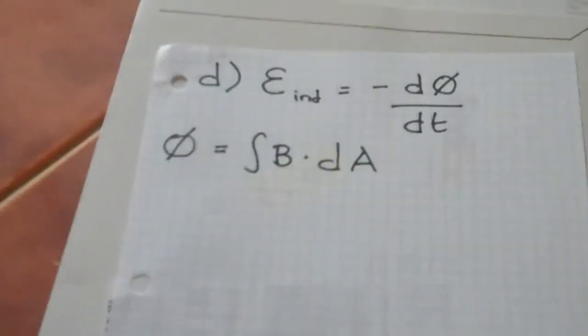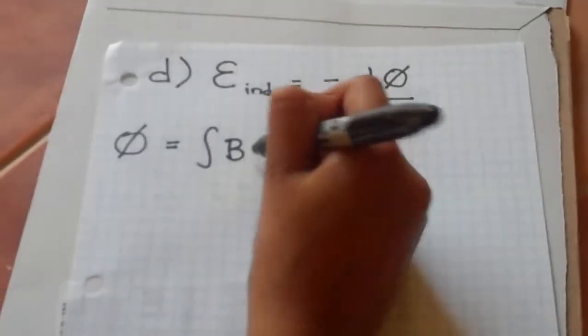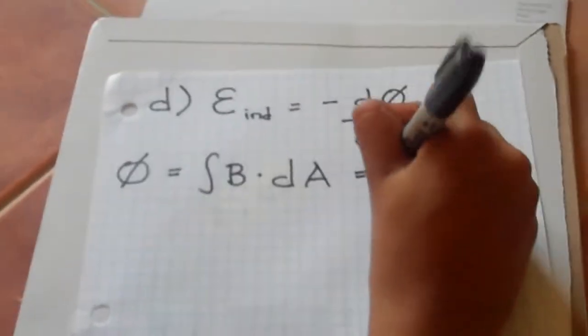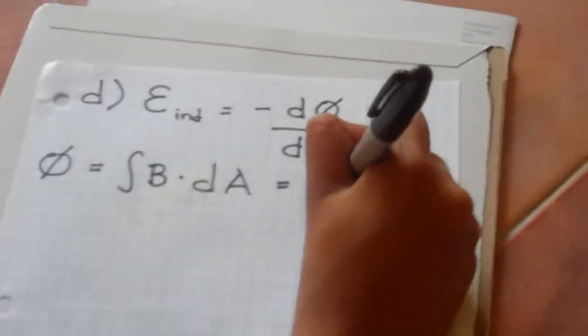Now, in this case, we are fortunate in that the magnetic field and the area are parallel to one another, so this dot product, we can take that out of the equation. So now we have B times the integral of dA, which is just going to be A.